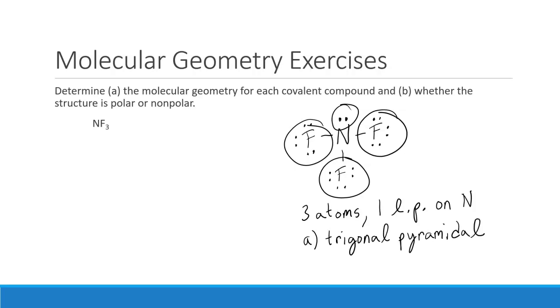And then to determine if it's polar or nonpolar, remember that to be nonpolar, you cannot have any lone pairs on the central atom. So as soon as I see a lone pair on that nitrogen, that automatically indicates that it's going to be polar for the purposes of this class. Okay, so a lone pair on that nitrogen should tell you that it's polar.